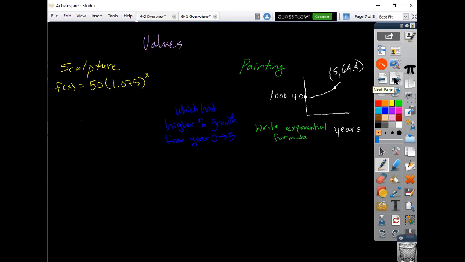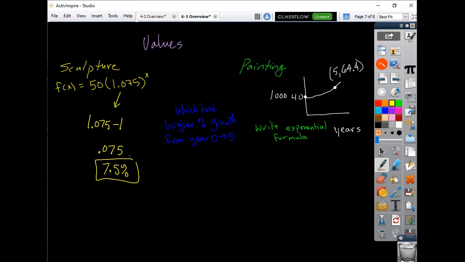And how about now we have a sculpture that's worth 50 and the value that they gave us, which had a higher growth rate from year 0 to 5, they're asking. This one or this one, the growth rate. So my growth rate over here, remember we said we take the 1.075 and subtract off the 1. So we have a 0.075 or 7.5% growth rate from year to year.